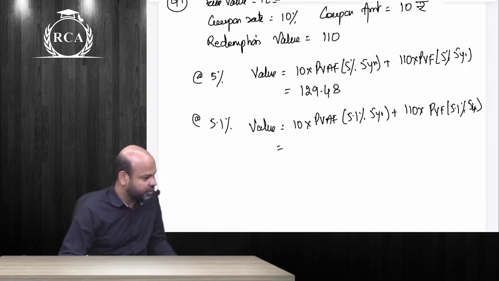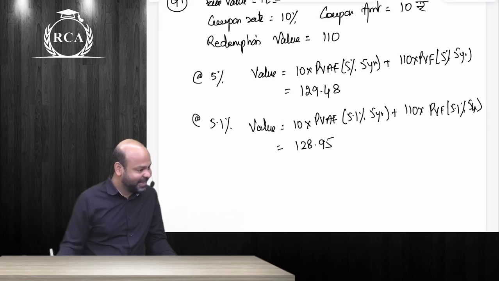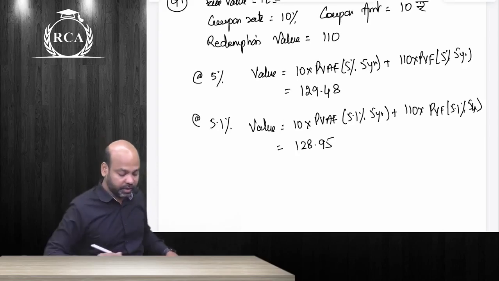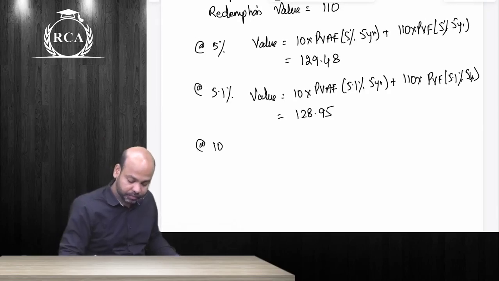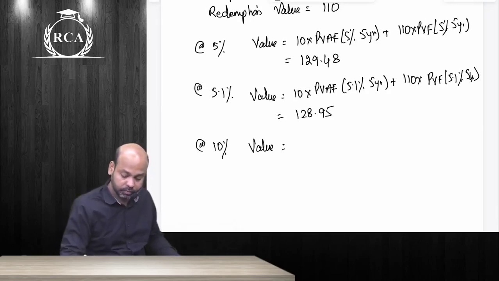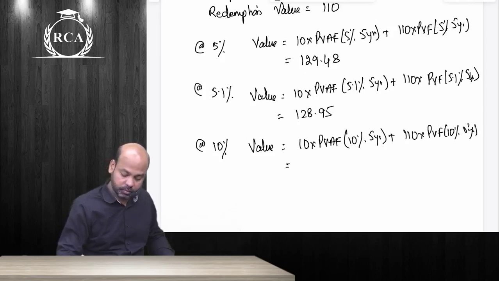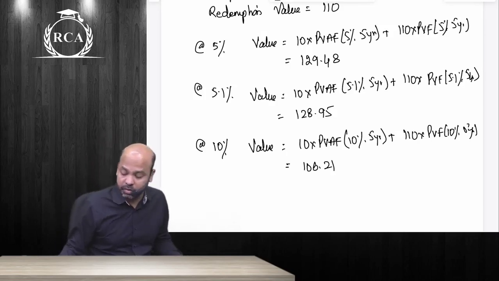You directly wrote values. Oh my god. At 5% it is 129.48, guys. At 5.1% it is 128.95. At 10% beta, what is the value? 106 point. One not 6.21 rupees is the value that you will place on the bond.